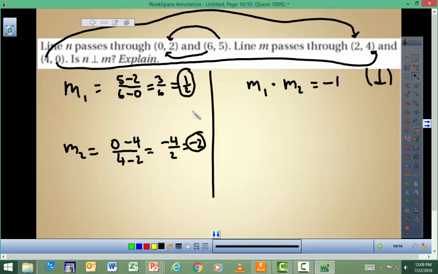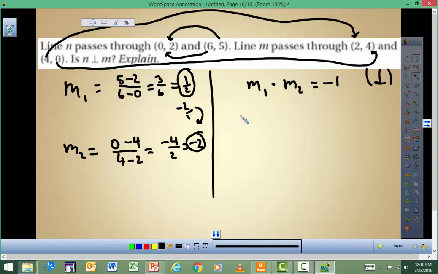It's going to be perpendicular because remember the trick is just to use the reciprocal. Well, if I flip this fraction, I'd have 2 over 1. And remember, one of them has to be positive, one has to be negative. So it's negative, and there you have it.